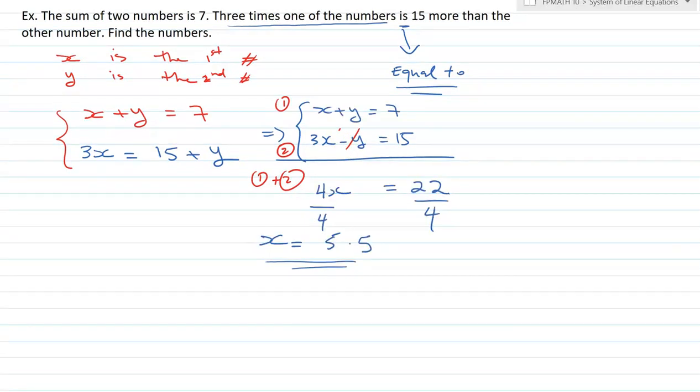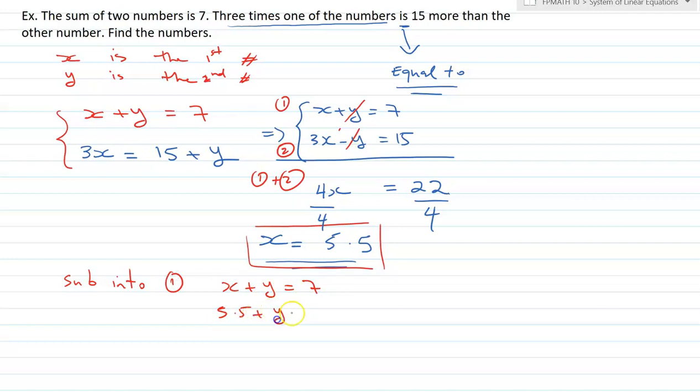Somehow I missed that. Okay, and then once you add the two equations, you notice that the y and y cancel out. You add them, you get 4x equals 22. Divide both sides by 4. X is 5.5. Great. Now you take that and sub into equation 1. So x plus y equals 7. So 5.5 plus y equals 7. Y is equal to 1.5.